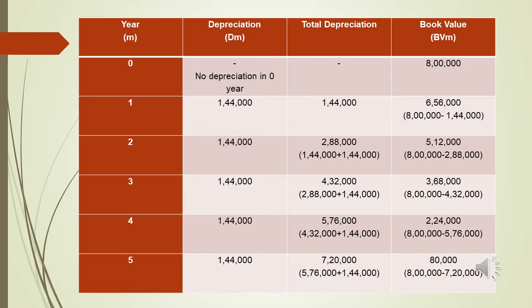So for fifth year, total depreciation will be 5,76,000. That is total depreciation of the previous year again plus depreciation, that is 1,44,000. So that will give me 7,20,000. Okay, so you all got it. How do you calculate the total depreciation value? That is the total depreciation of that year plus the depreciation of the further year that is going to come, that you are going to add. So we have finished with the total depreciation column.